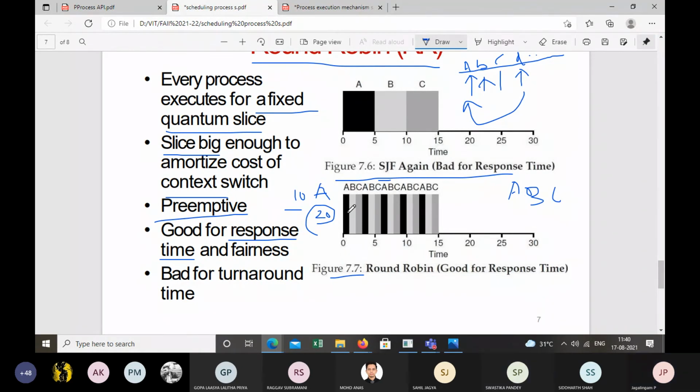Yes, sir. Because process A, process B, process C get scheduled in the first round every 10 milliseconds. Okay, so RR has good response time, and this is also fairness, right? Every process gets an equal amount of time for the execution.